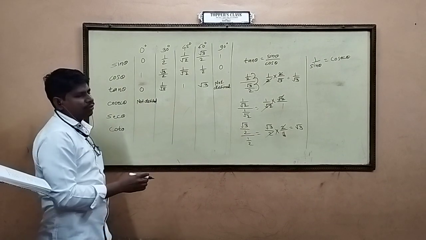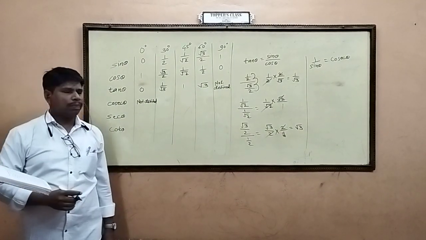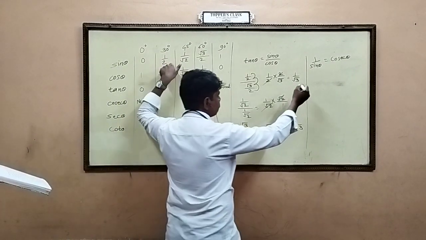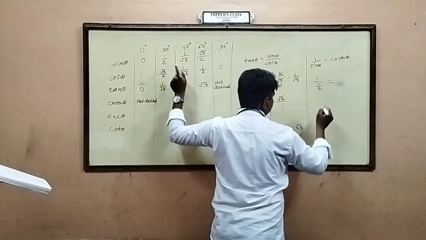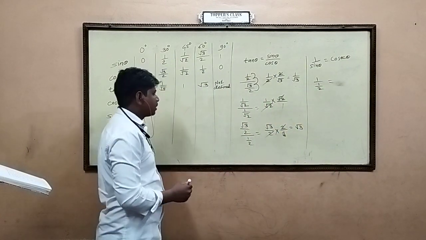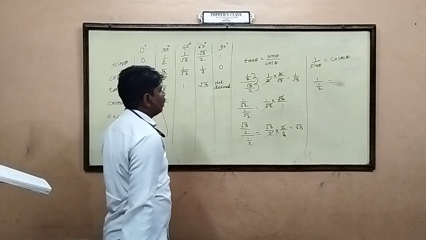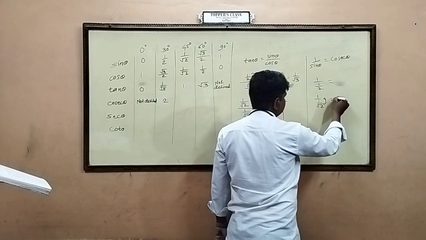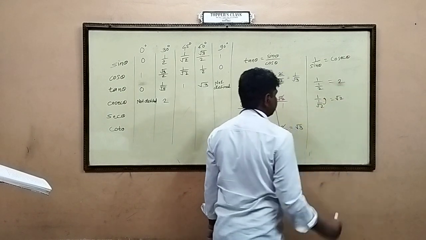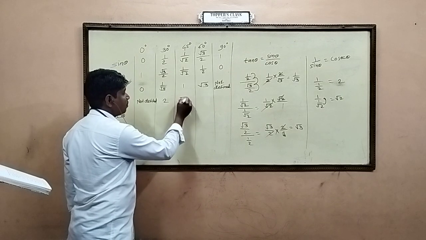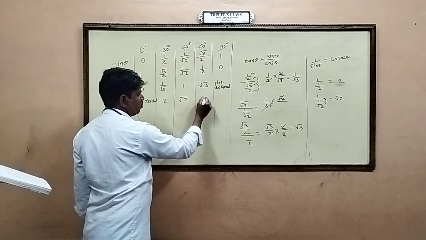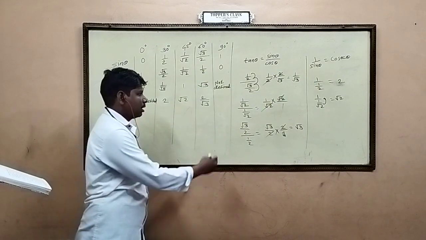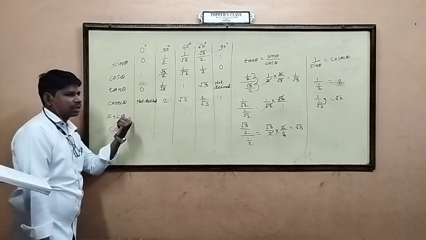Then for the next value, 1 upon sin theta, 1 upon 1 upon 2, what will you get? 2. Then 1 upon 1 upon square root 2, we get square root 2. Here you will get 2 upon square root 3. And here you will get 1. Okay, so like this we have written cosec theta as well.